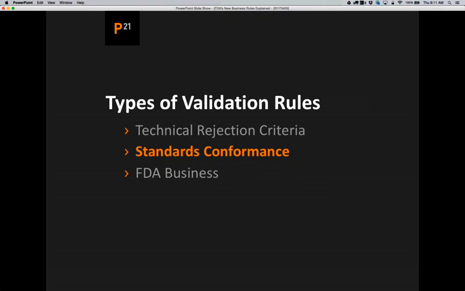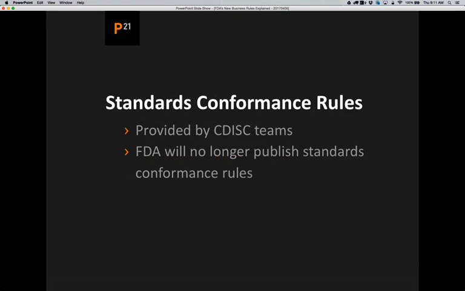Now let's take a look at the standards conformance rules. One of the big changes was that FDA basically said there are a lot of standards conformance rules that really should be the responsibility of the standard development organization. FDA is not in the best position to develop them because they're not the ones creating the standards. So the way going forward is that CDISC will be responsible for providing validation rules for conformance, and FDA will no longer publish them. So that was one big change.